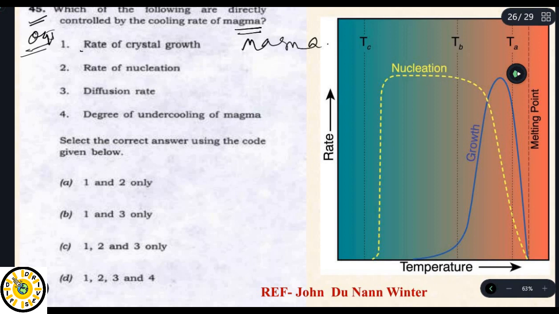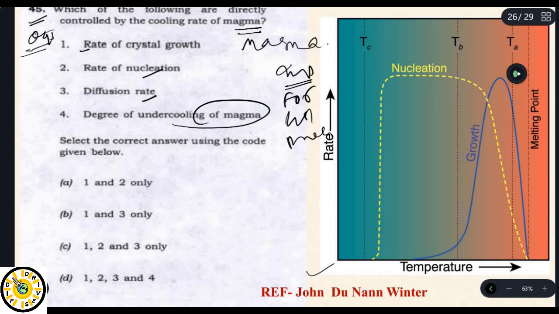So rate of crystal growth, rate of nucleation, diffusion rate and degree of undercooling of the magma. ठीक है, आपको ये पता है ऑलरेडी. This is from John D. Winter from the book. So this is really important. ठीक है, really important for the GSI prelims as well as the mains.